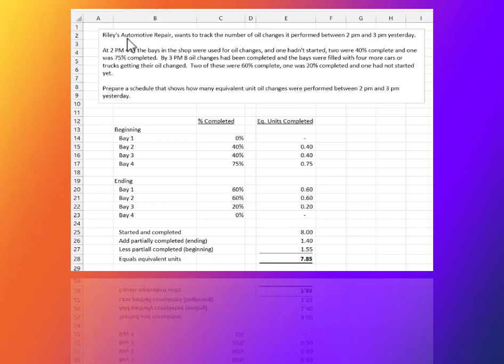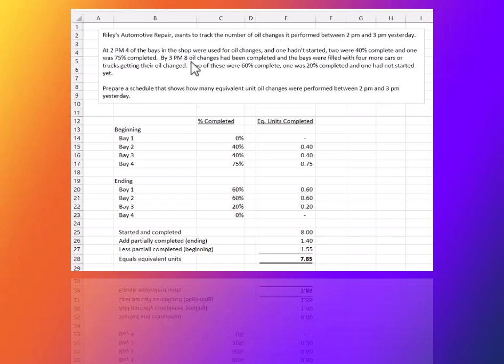Briley's Automotive Repair wants to track the number of oil changes it performed between 2 p.m. and 3 p.m. yesterday. At 2 p.m., 4 of the bays in the shop were used for oil changes, and 1 hadn't started. 2 were 40% complete, and 1 was 75%. Okay, so we're saying there's 4 bays in total.